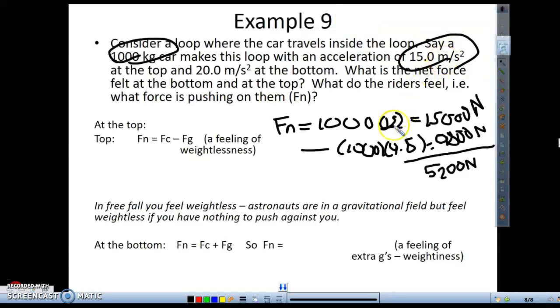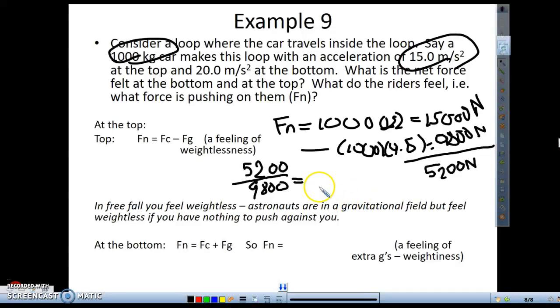And they're inside the loop. We should talk about what if it's going over a hill too, but we'll talk about that in the next slide. But let's talk about what that means. How does 5,200 compare to how a person would be feeling just sitting on Earth? We're going to talk about it in terms of the car versus the person, but again, we could do this all substituting in the mass for the person.